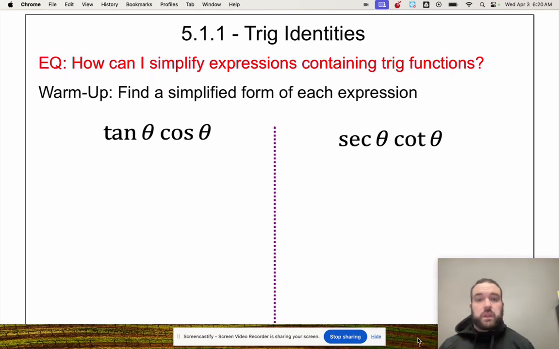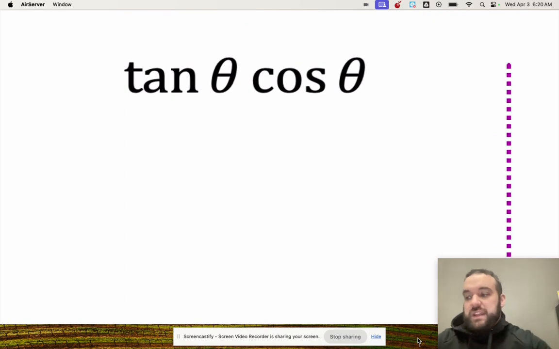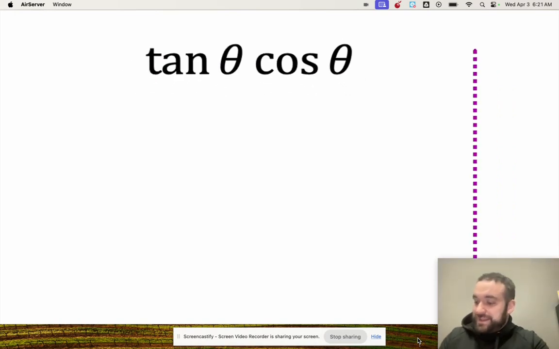So, for example, if I asked you to simplify the expression tangent theta times cosine theta, on the surface, that doesn't look like there's much I can do. They're not like terms. I can't really multiply them together. But if I think about the fact that tangent is alternatively defined as sine of theta divided by cosine theta, we'll get to see some algebraic simplification that comes from this.